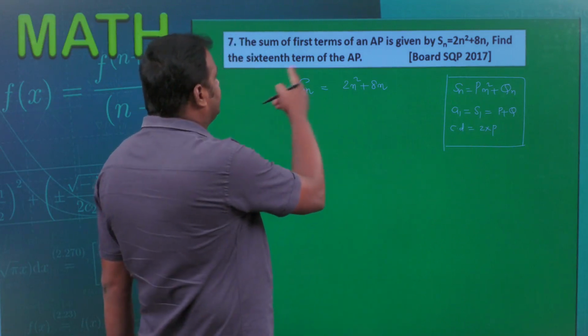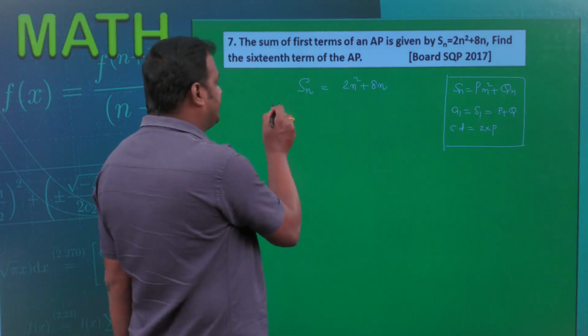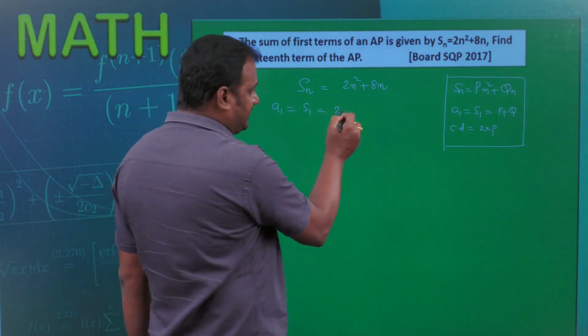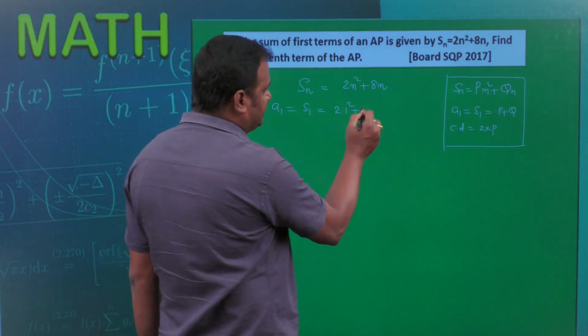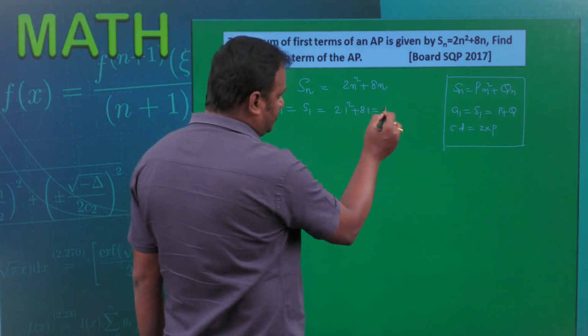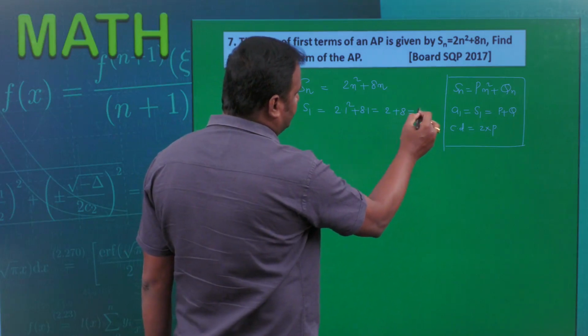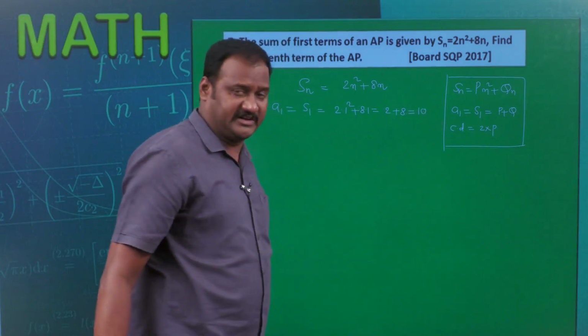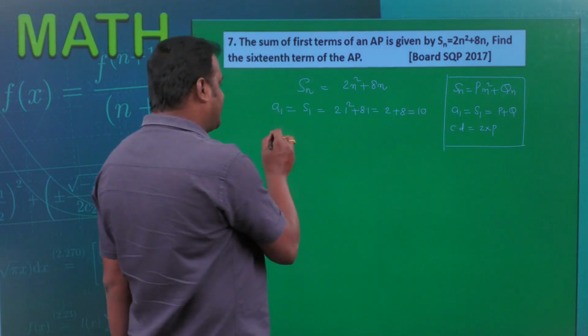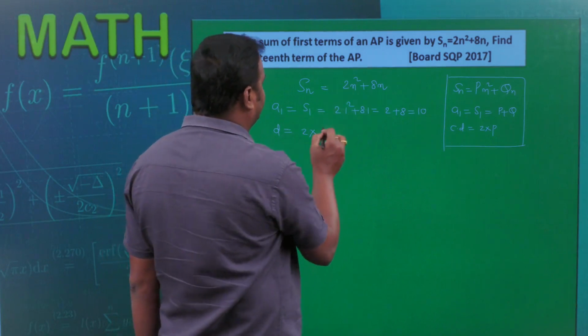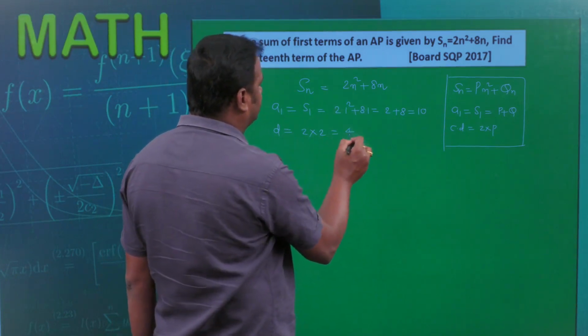Now you need what is 16th term. Let me find out what is first term. First term is equal to S1. So substitute 1 in the place of n. 2 into 1 square plus 8 into 1, which is equal to 2 into 1 square is 2 and 8 into 1 equal to 8. 2 plus 8 is equal to 10 is the first term of an arithmetic progression. And the common difference is equal to twice the coefficient of n square. Coefficient of n square is 2. 2 times 2 equal to 4.